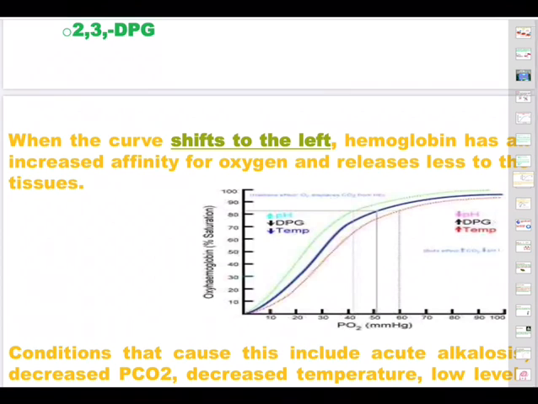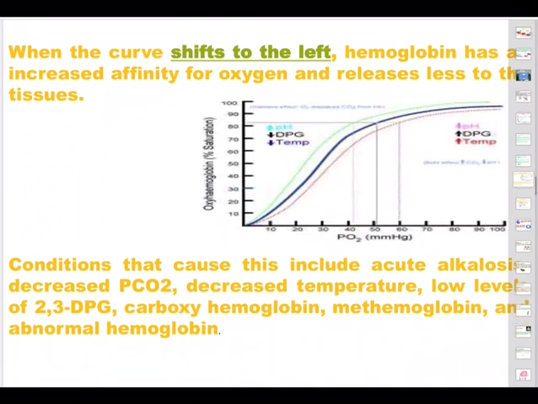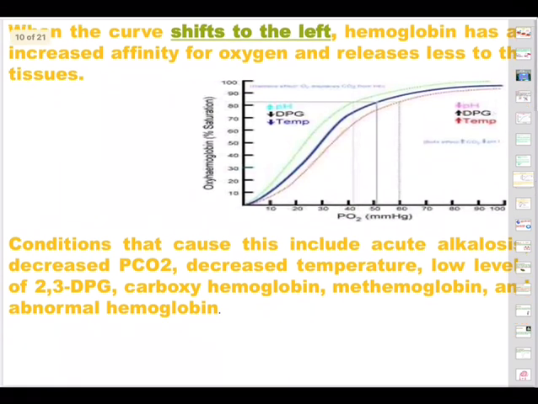So when the curve shifts to left, hemoglobin has increased affinity for oxygen and releases less to the tissues. So you can see the curve is shifting to the left. The oxygen hemoglobin dissociation curve, when it is shifted to left, then the following conditions must adhere to.